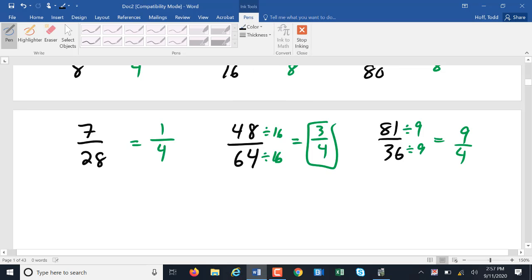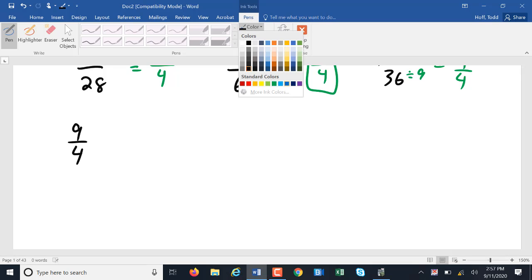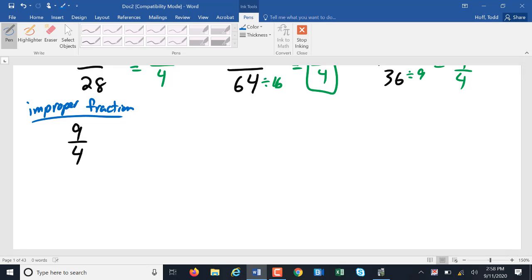Well, let's talk about that. 9/4. A lot of us are uncomfortable with that. In fact, it's called an improper fraction. And the term improper fraction is really not a great name for it because it implies there's something wrong with it. There's nothing wrong with it. In fact, there will be times where we prefer to have the numbers in that form. But if you go to visualize something, 9/4 isn't so bad.